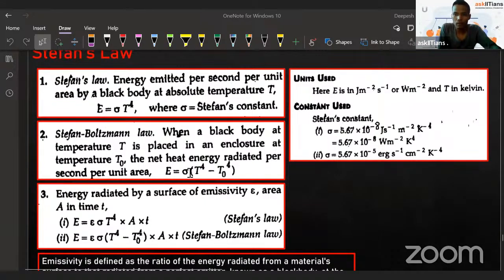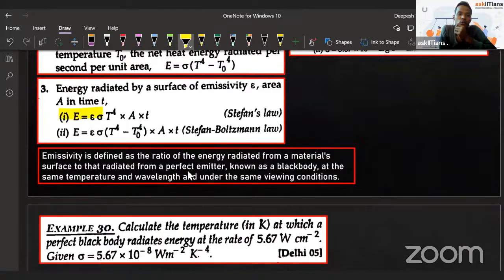Now, the similar law over here can be written in two different ways. That is the Stefan-Boltzmann law. If you are placing a body in an enclosure, in an environment, and the temperature of the environment is T naught, then this is the formula. If you see this formula and that formula, there is not a big difference. In this one, there is no T naught because we are not considering the temperature of the environment. But if we consider that, then this becomes the formula.